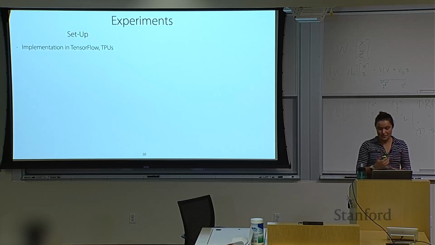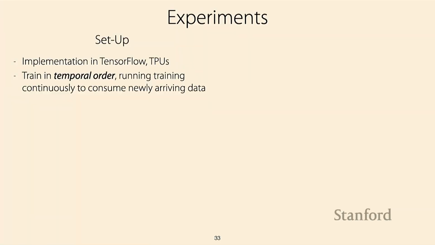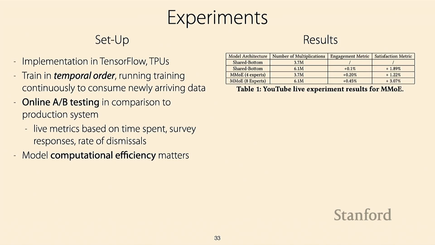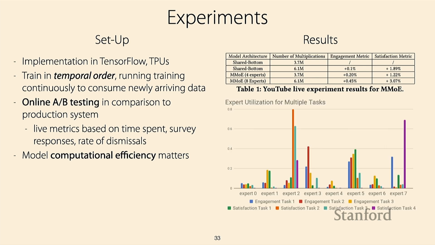In their experiments, they implemented this in TensorFlow with TPUs. They trained on videos in temporal order because they have a ton of video data, so they run training continuously to consume the newly arriving data. They then did online A/B testing in comparison to a production system, and model computational efficiency matters here as well. In the results, they found that the mixture of experts model with 8 experts does 3% better on satisfaction metrics and 0.45% better on engagement metrics, which is pretty substantial given the scale of this kind of system. This is in comparison to a shared bottom network.